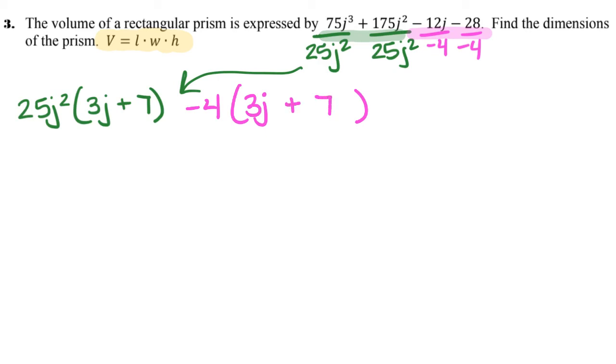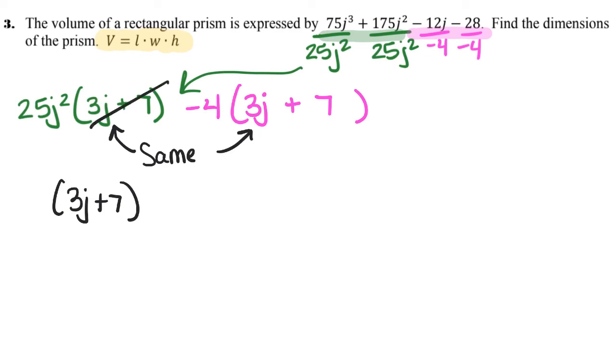Now with grouping, it's kind of a neat phenomenon. The parentheses here, the 3j plus 7, in the green half and the pink half, they match. They're the same. So remember, that is your new greatest common factor, and we're going to actually factor that out in front. So I am going to pull the 3j plus 7 out of the green half and out of the pink half and pull it out in front. So now what's left over in the green half is going to be that 25j to the second power, and in the pink half, this minus 4. Okay, so we've factored by grouping.